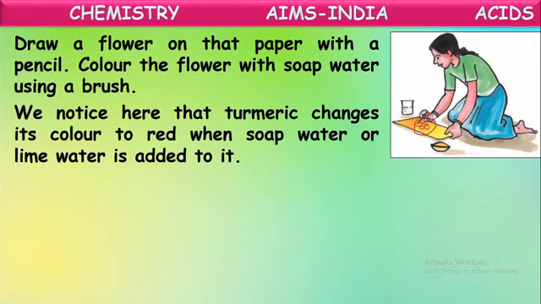Why? Because here the soap water is basic in nature. We told that turmeric changes its color to red when it reacts with soap water or lime water, which is basic in nature. So when you write this soap water or lime water as a drawing or diagram, immediately the diagram turns into red color on writing on the yellow colored turmeric paper.